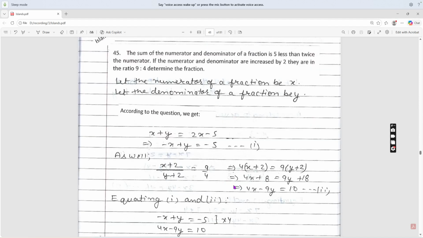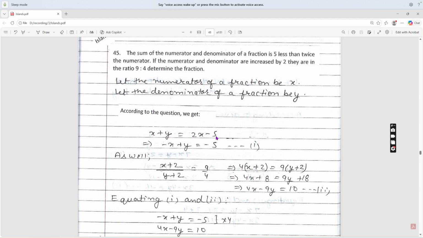The sum of the numerator and denominator of a fraction is 5 less than twice the numerator. Again, one more time we are going to do it for our practice. Let the numerator be x, let the denominator be y. So we need not write x upon y in the very first instance. That is what we have to do at the very last. Okay, now just see next.